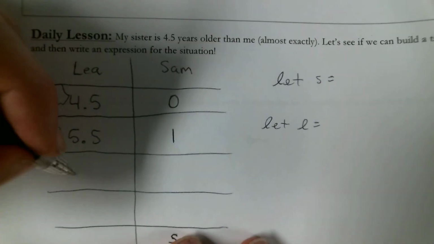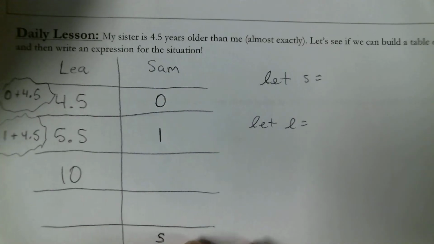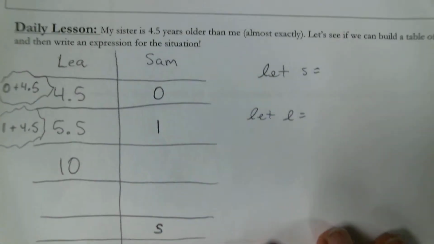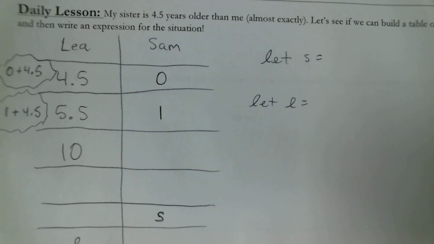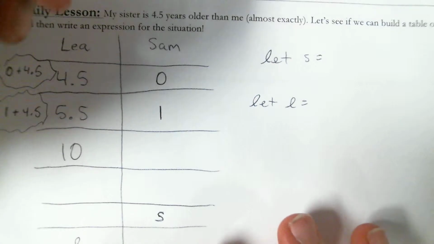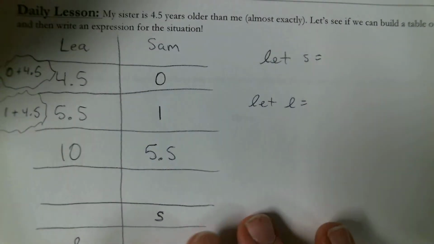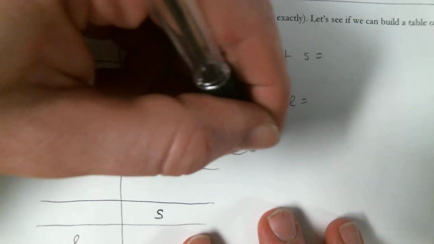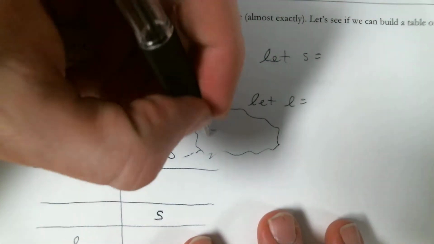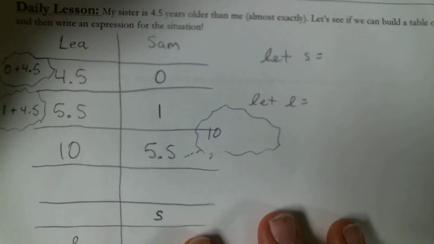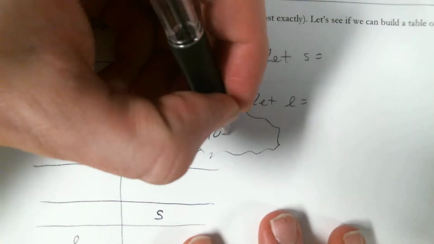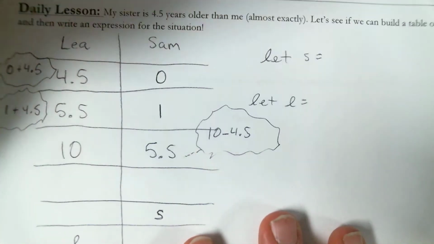Now let's say my sister is 10 years old. If my sister was 10, take a guess. How old would I have been if I was 4.5 years older? Well, how would you figure that? You might say, oh, I know this right away, Mr. Schneider. It's 5.5. You were 5.5 years old. And I say, well, how'd you get that? And you might say, well, all I had to do was take the 10 years that your sister had, and since she's 4.5 years older, I just had to subtract 4.5 to figure out how old you were.